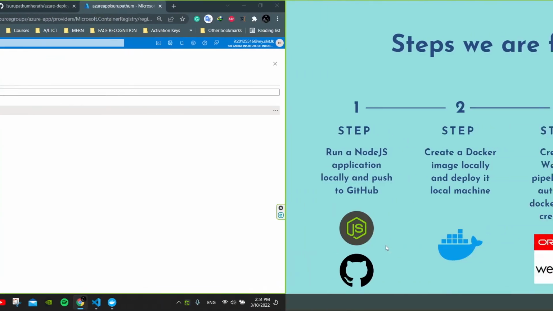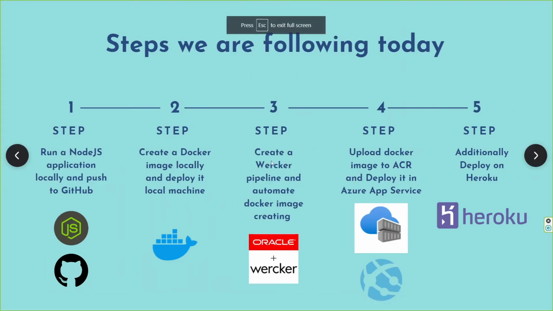So let's go to the slide again. Our third step is successful, and also we uploaded the Docker image to the ACR. So let's see how to deploy the application on Azure App Service.